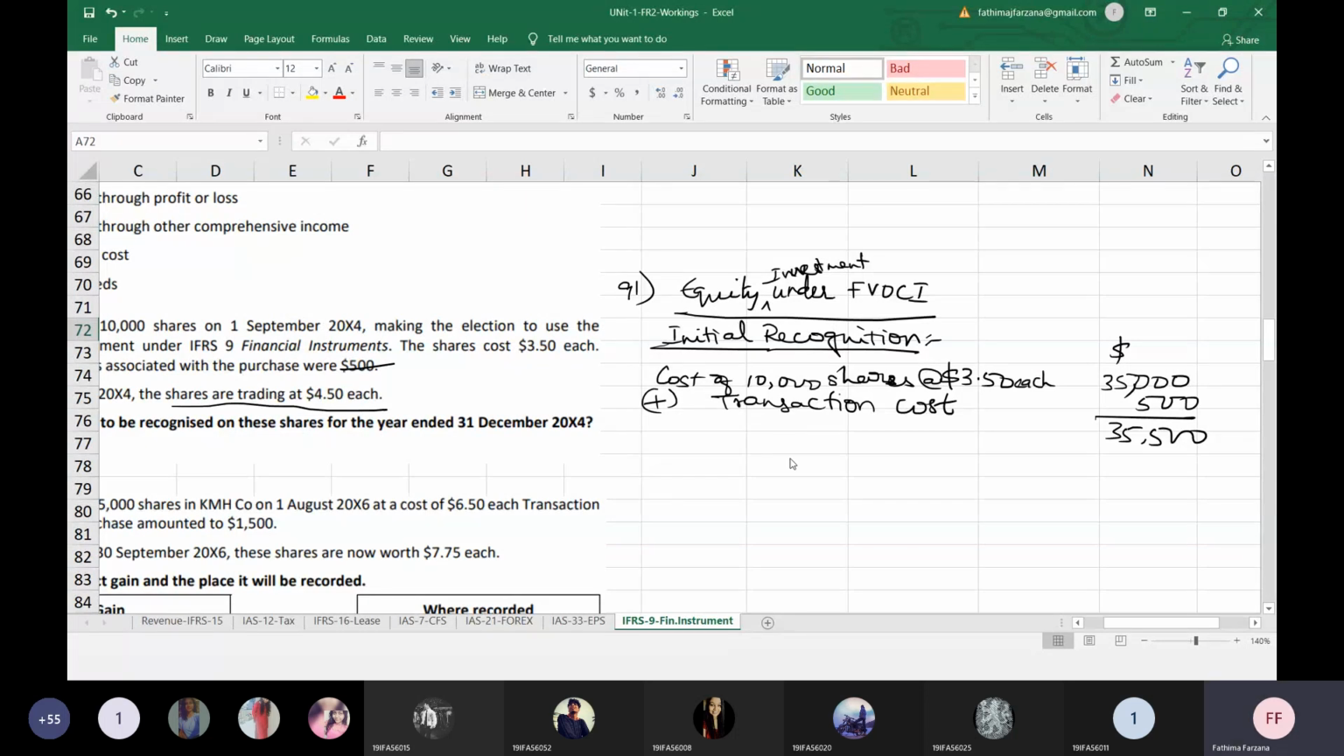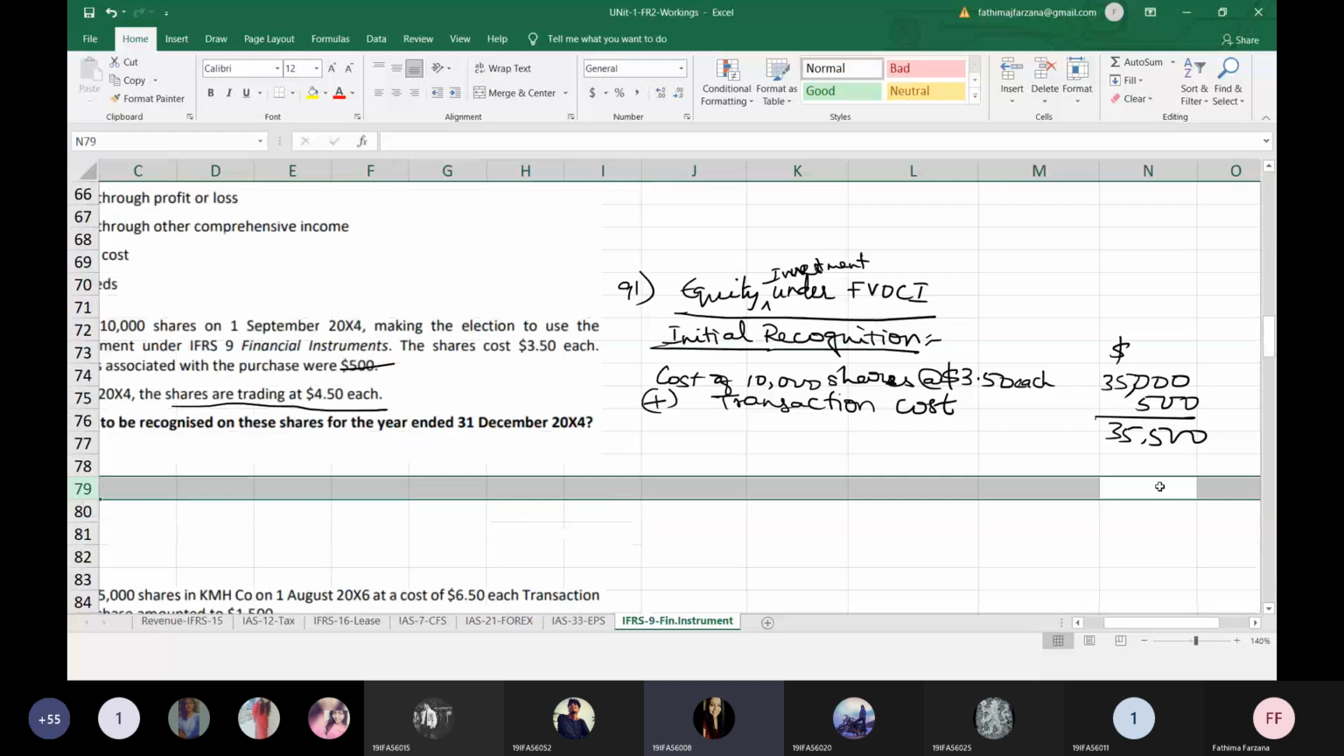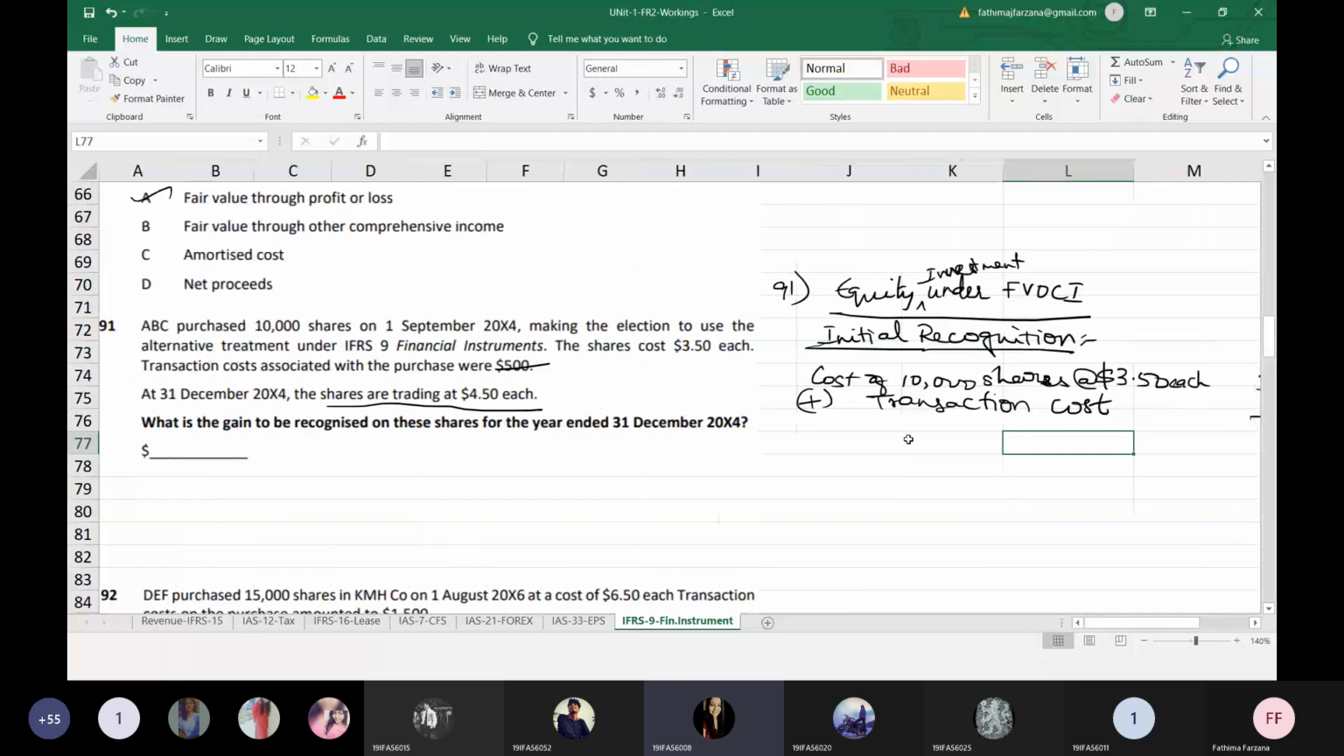So I'll leave one line here and compute the revaluation. Ma'am, the cost on 1st September is 35,500, right? Yes, correct. If you want, I'll write the date. It's not required, but still I'll write it here. This is on first.